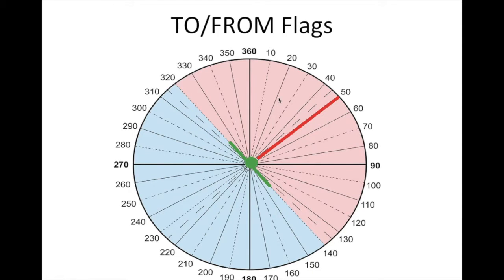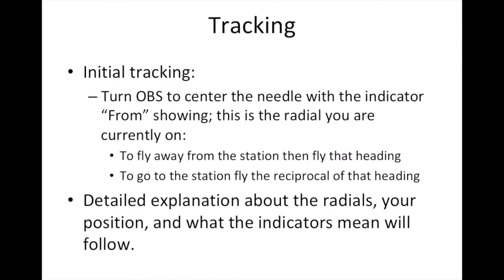We don't want to get too much into this for now. We're going to explain these concepts in detail, but I'm showing the most basic thing. Turn the OBS, keep turning it until the needle is centered and you're getting a from indication. That means you are now, at this moment, on that radial, period.